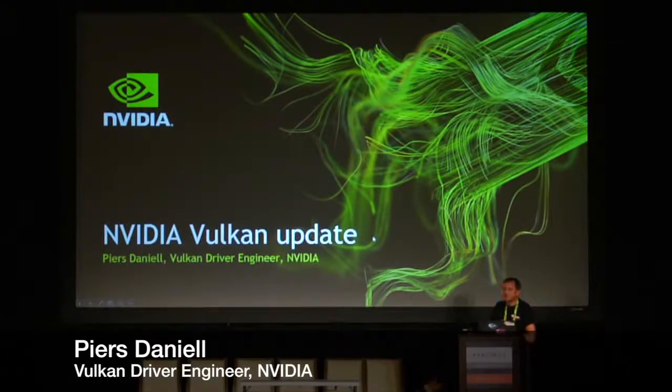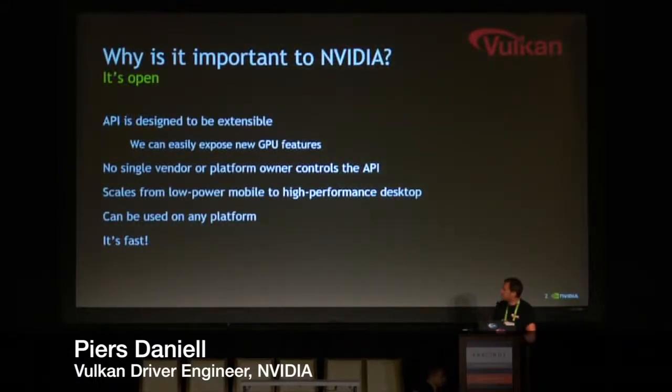All right, hi, my name is Piers Daniel again. I'm working in the Vulkan driver team. I work for NVIDIA. Just real briefly, a lot of this is people have said already, but for NVIDIA, Vulkan is very, very important. We think it's a great API. The most important thing for us is it's an open API. Anybody can contribute. There's no single platform owner that defines the API or controls the API. It's controlled by all of us, and we can contribute to it.